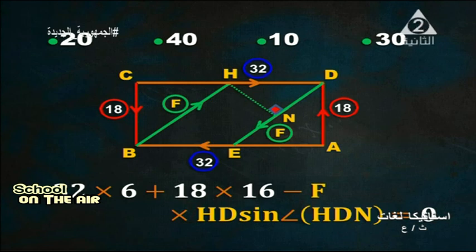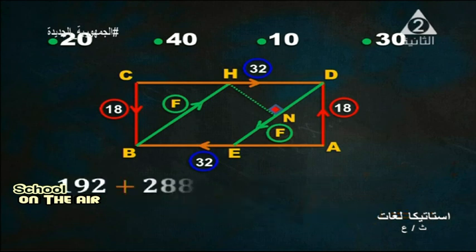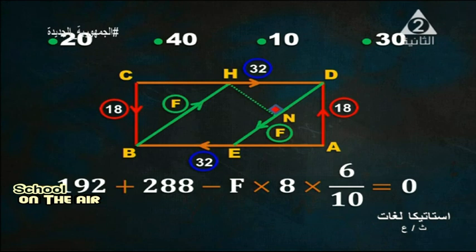Remember, my dear student, EA equals what? Equals 8. Therefore, E is the midpoint, also H is the midpoint. Therefore, by using substitution to calculate the force F, in this case, F equals 20 Newton.